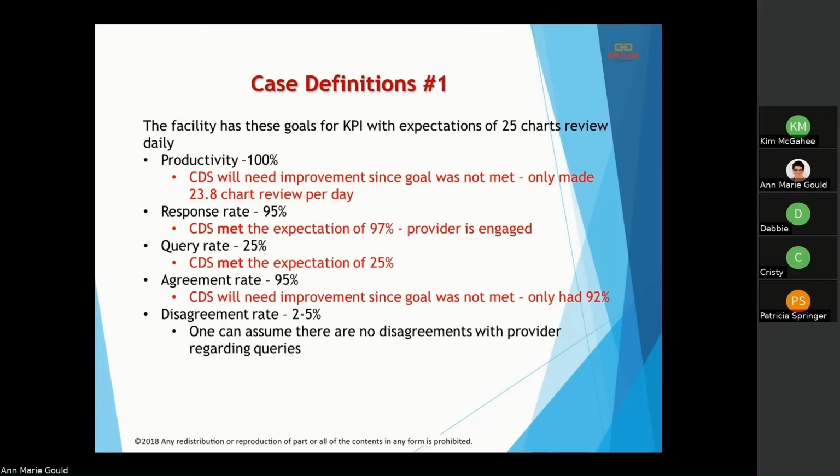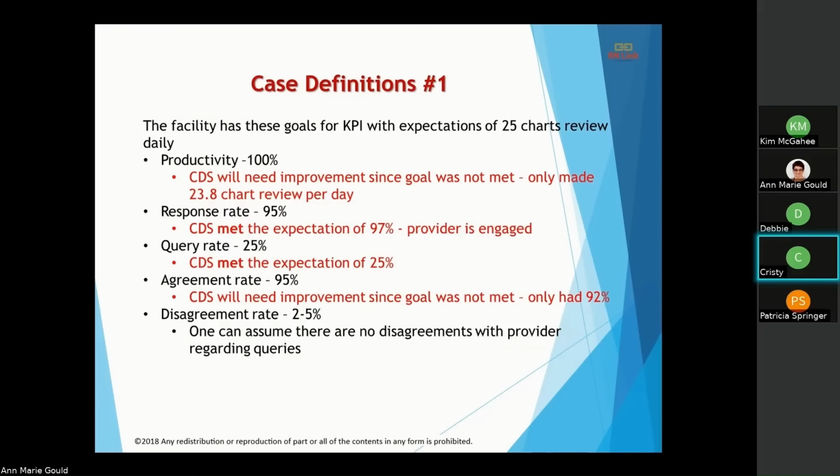The facility has these goals for KPI with the expectation of 25 chart reviews per day. So productivity is 100%. CDS will need improvement since the goal was not met, only made 23.8, like we discussed.